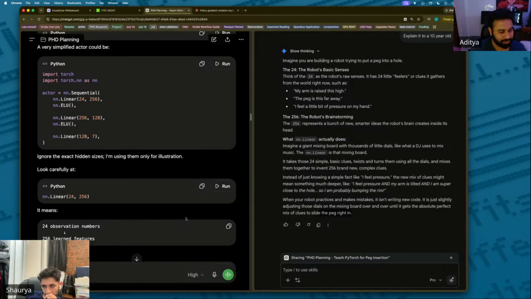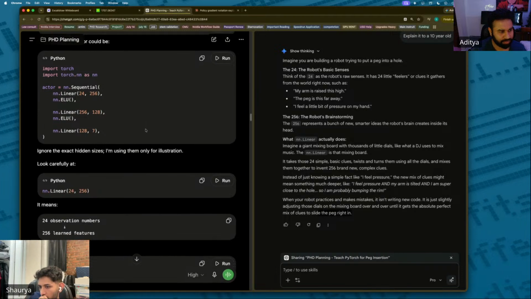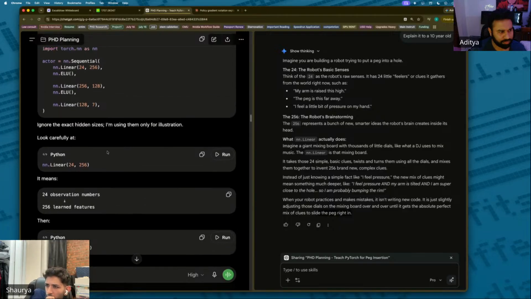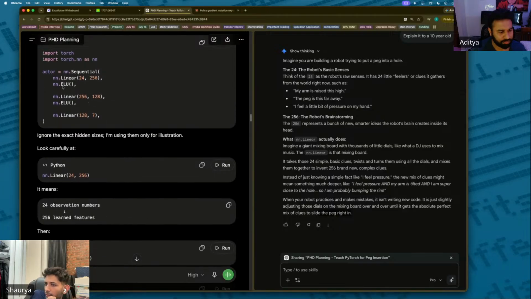Ignore the exact hidden sizes, I'm using them only for illustration. Look at it carefully. Okay, so that I understand, but why are there three of these? Like, I understand one, but why are there three of these?